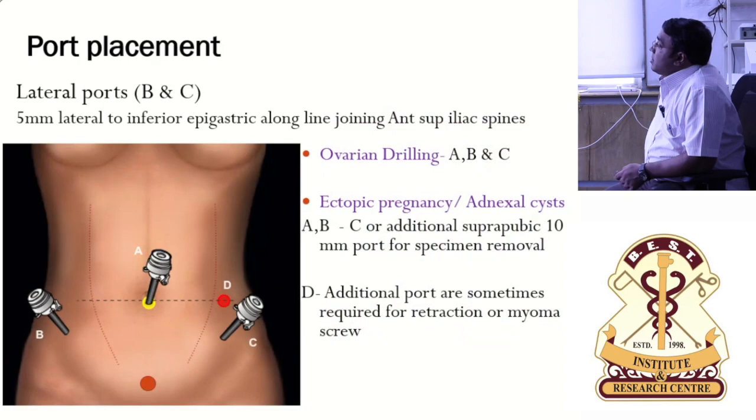Okay, so first, second, and then the third. The fourth port is put on the opposite side for the assistant. So this is called a diamond shape port placement.